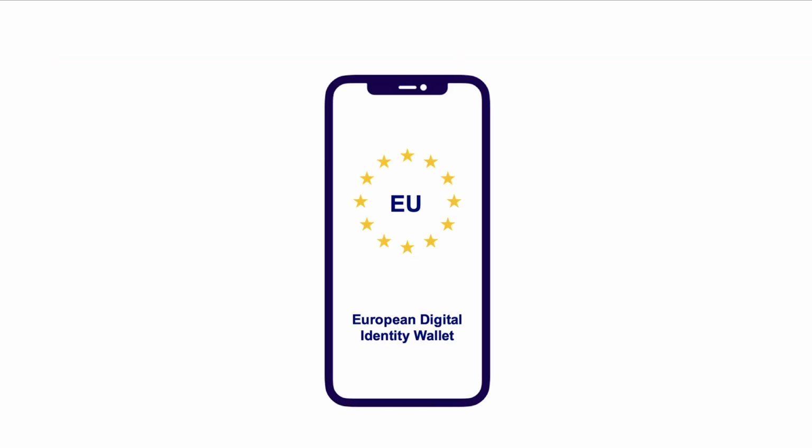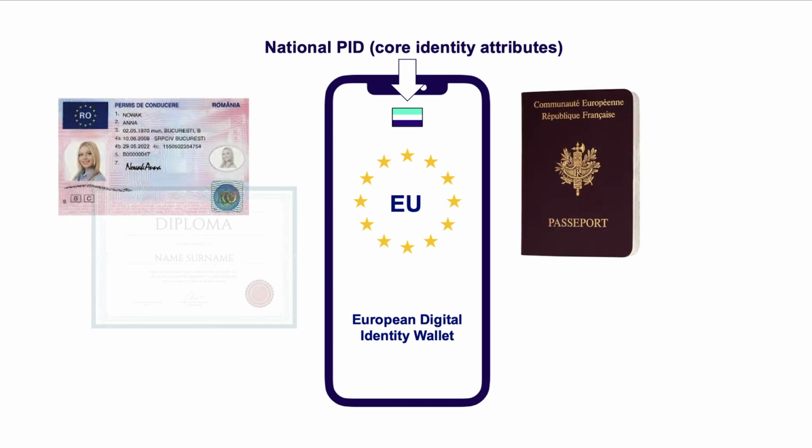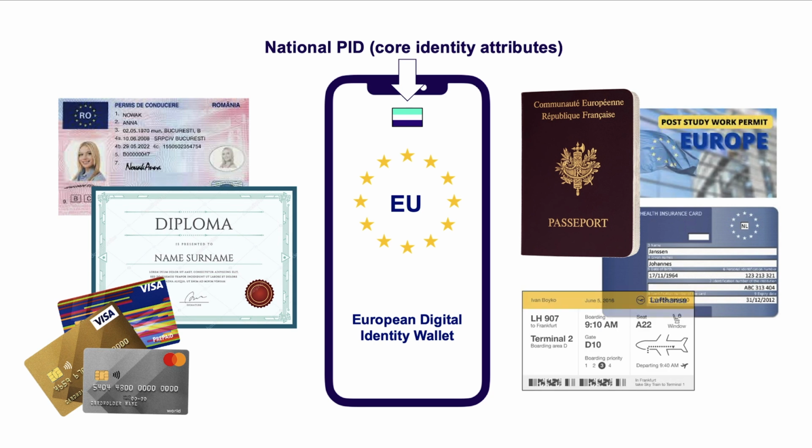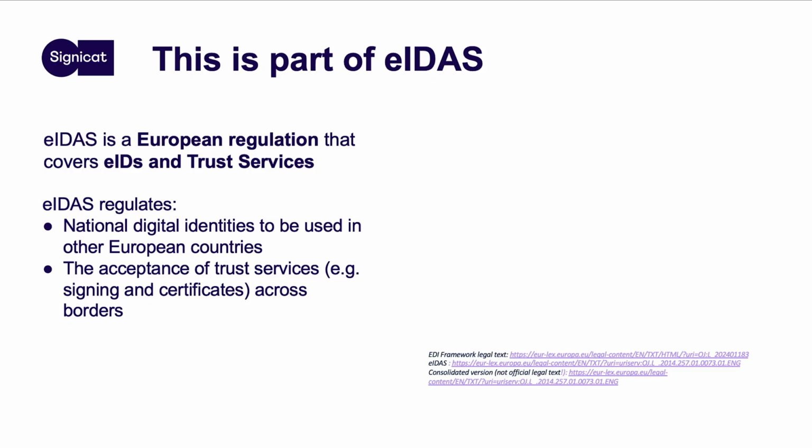You'll have a wallet app on your phone, but it will be certified by a specific member state, and that member state will also add PID, so personal identification data, into that wallet, making it a national identity. And then you can add all sorts of other information to it, like your driving license, your diploma, payment cards, passport, but also tickets, boarding passes.